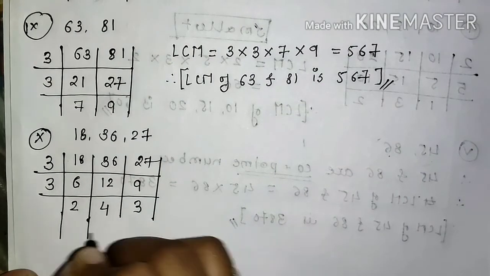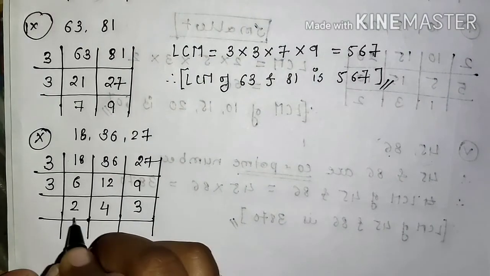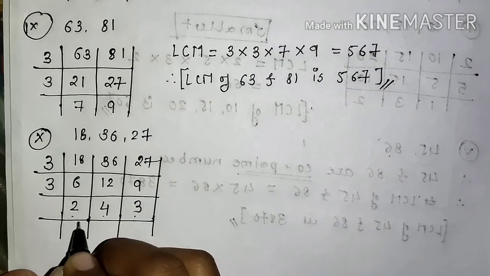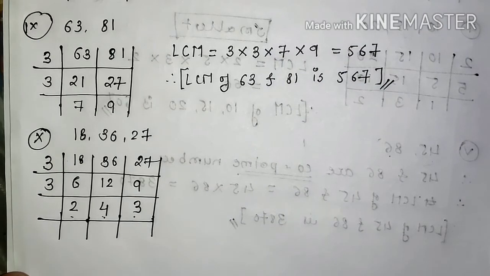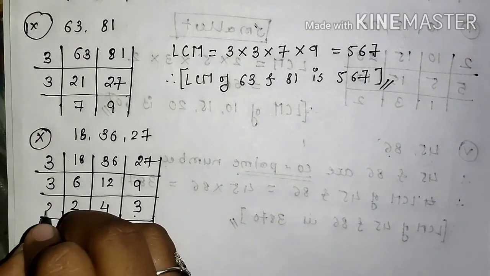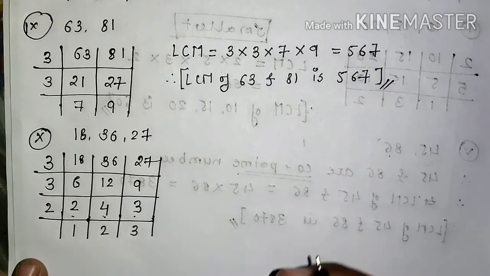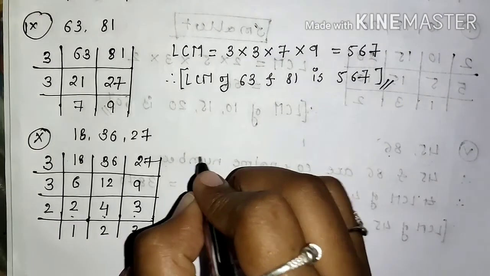Now next, the remaining numbers are 2, 4 and 3. All these 3 numbers cannot divide by the same prime number, but there are 2 numbers which can divide by the same prime number, that is 2 and 4. So we can take 2, 2 1s are 2, 2 2s are 4 and 3 will be as it is. Next, 1, 2, 3 cannot divide by the same prime number, so we have to stop the process.